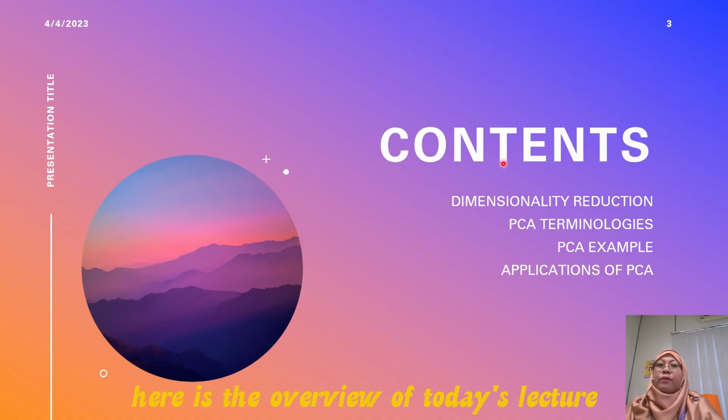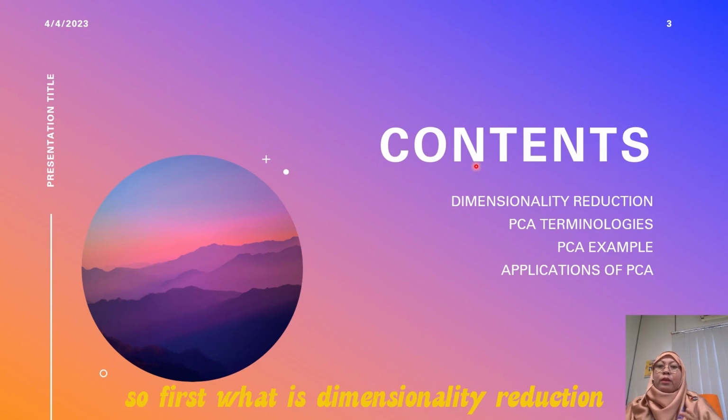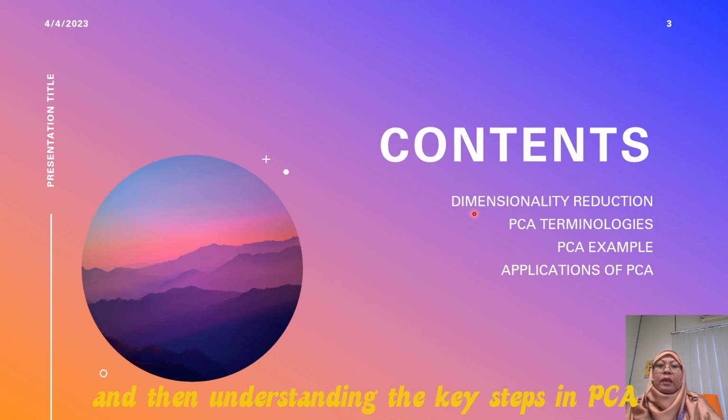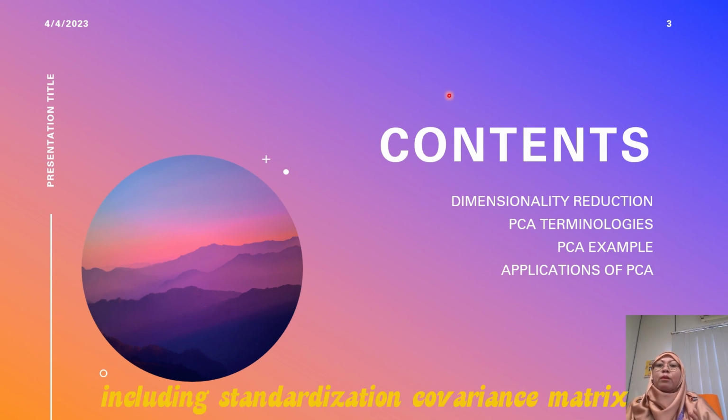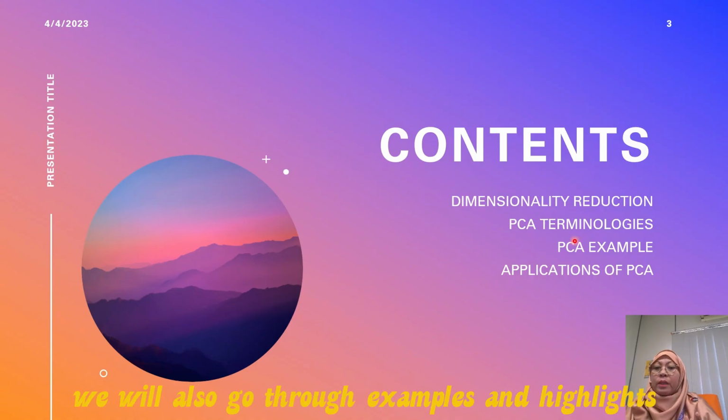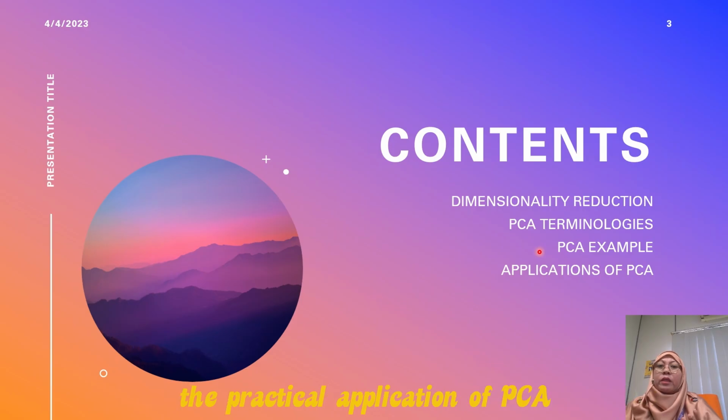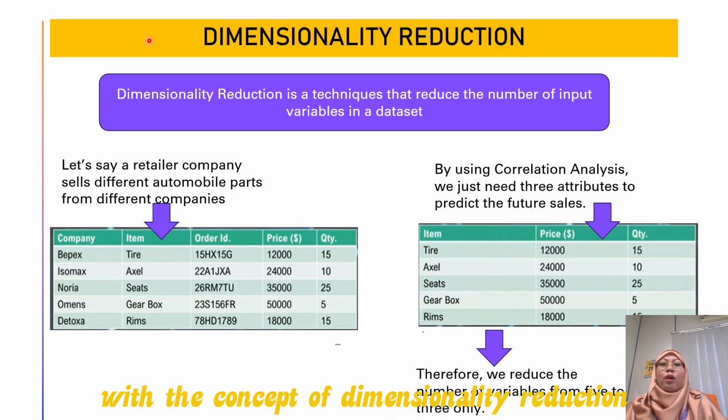Here is the overview of today's lecture. We will cover the following key topics. So first, what is dimensionality reduction and why is it important? And then understanding the key steps in PCA including standardization, covariance matrix, eigenvalues, and eigenvectors. We'll also go through examples and highlight the practical application of PCA. Let's begin with the concept of dimensionality reduction.